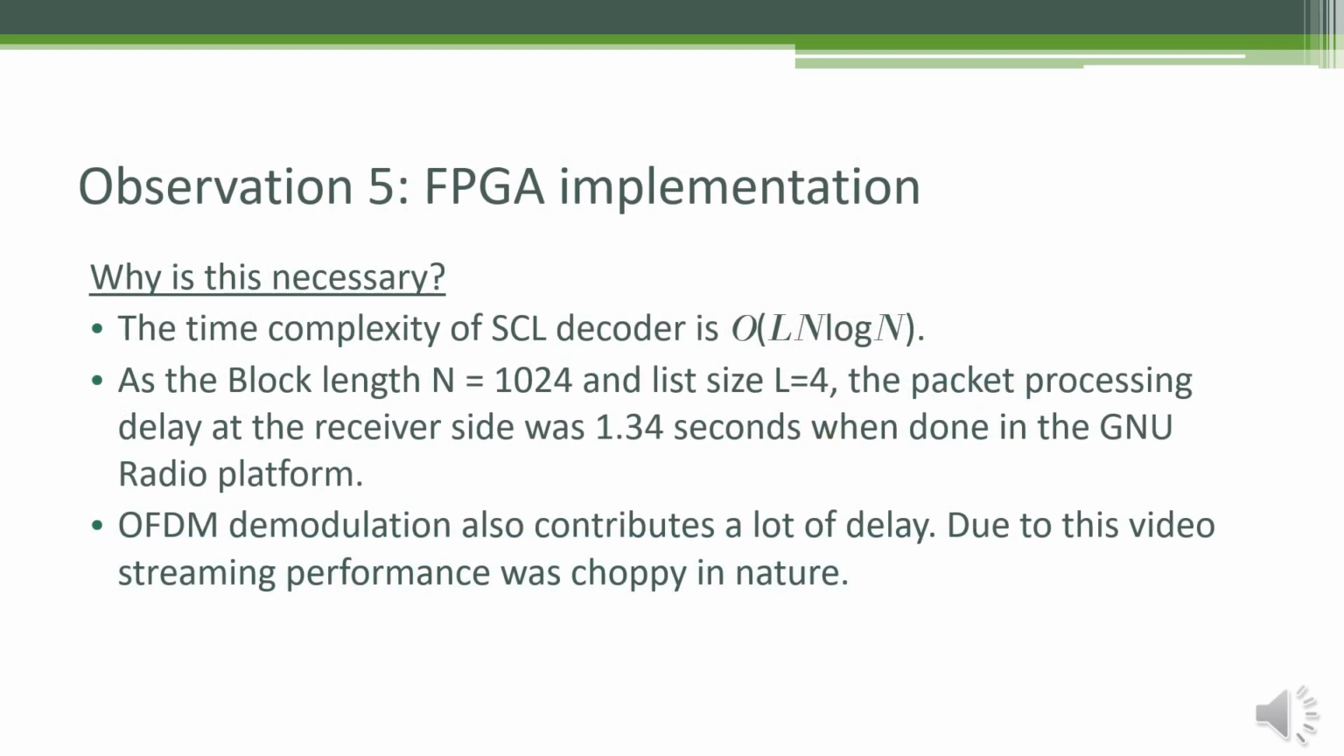We have a higher block length and higher list size to improve the error correction. Due to this, the decoding latency is high and video streaming is choppy in nature. To achieve higher quality video streaming, the receiver blocks need to be implemented in the hardware.